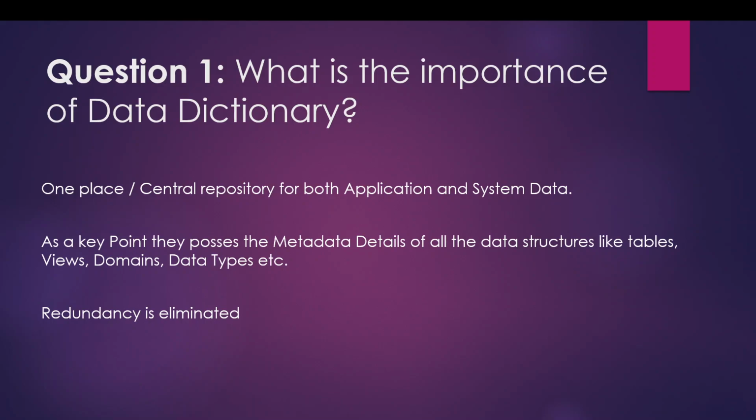Another key point they possess is they have the metadata details of all the data structures, be it tables, views, or domains or data types. They have the metadata details. So what is the metadata details? Metadata, in short, is known as a data type for a data type. So in data type, we will understand what kind of data can be stored in a table. And this metadata helps us to understand more about the data type.